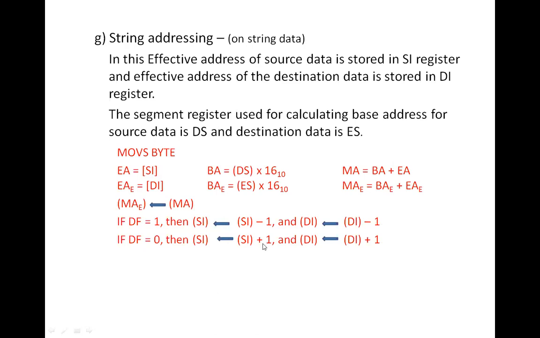So first of all, we will take the SI, and then SI will be incremented by 1. But in case DF is 1, then SI is decremented by 1. So this is the case of string addressing.